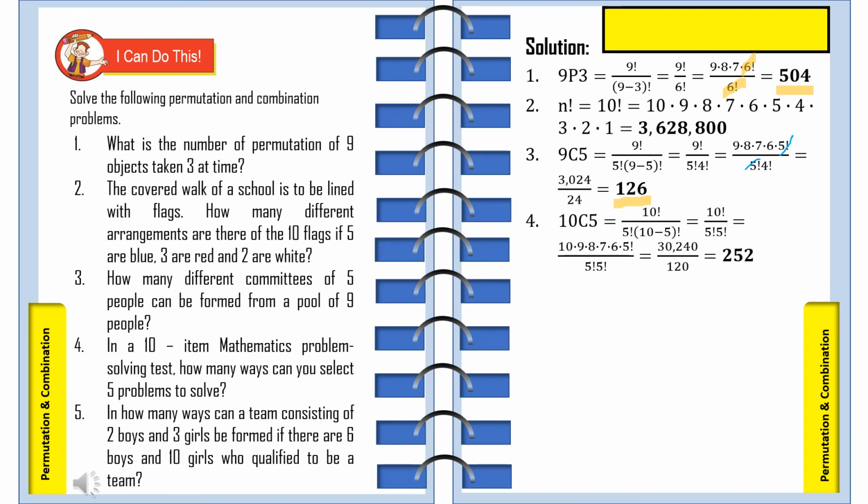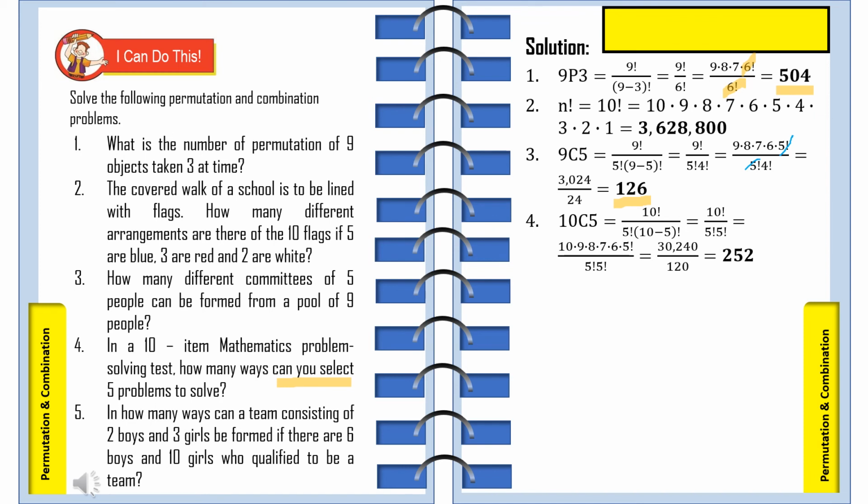Okay, sa ating question number 4, this problem is under, tama ka dyan, combination. Kasi, ang objective lang naman dito ay pumili ka. What you need to do is just to select 5 problems to solve, out of 10 na given na mathematics problem. Now, it doesn't matter kung anong mauunang mapili na item na sasagutan sa 1 to 10. Ang mahalaga lang dito, makapili ka ng 5 out of 10. That's why this problem is under combination.